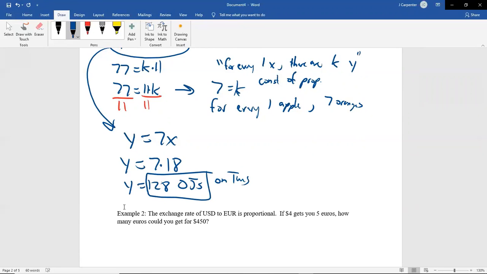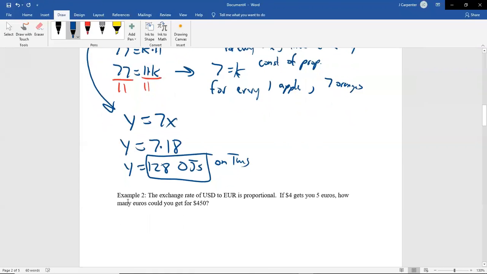So every $4 gets you 5 euros. Someone else might say, all right, every $1 gets you 1.25 euros. I almost said dollars twice. That would be the same proportion. 4 to 5 is the same as 1 to 1 1/4. But that's not what I gave you.